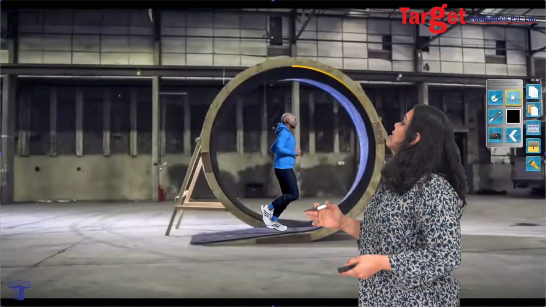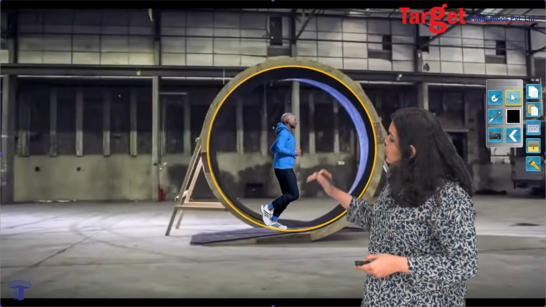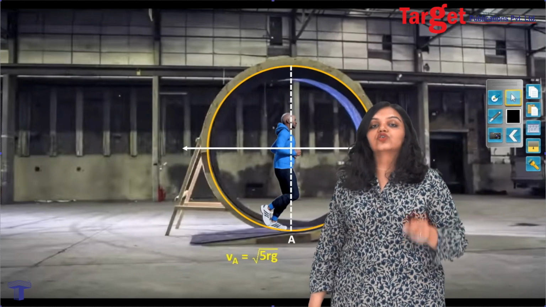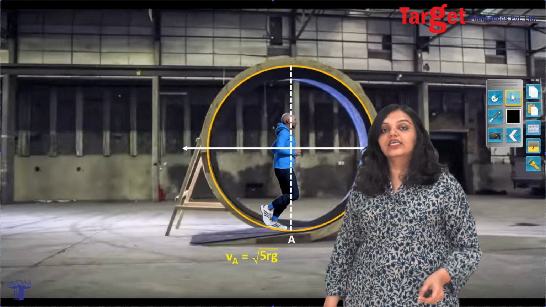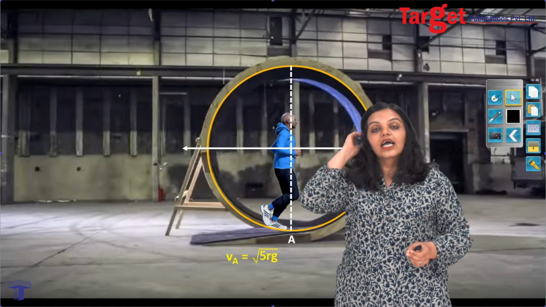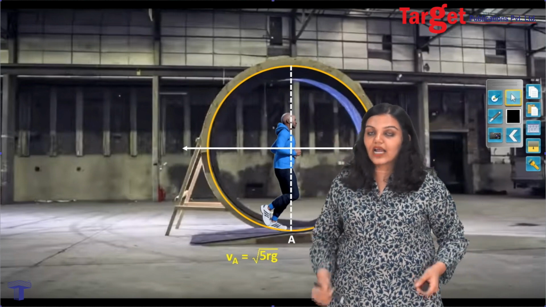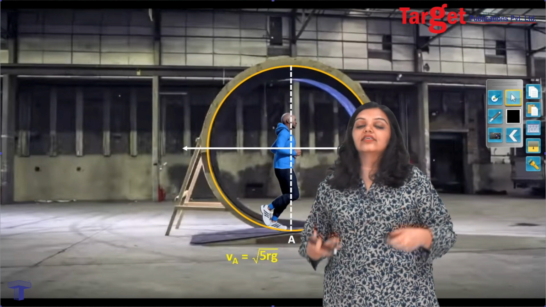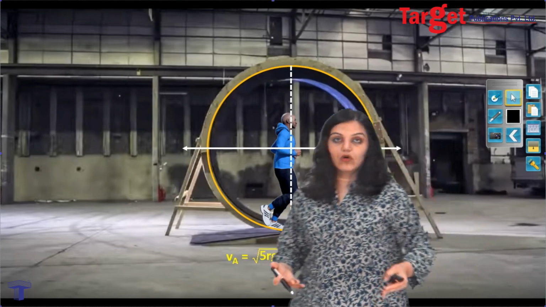So let's take a look at what should the object speed be at the lowest point. Now at this lowest point A, the speed of the object should be greater than root 5 r g, where r is the radius of the circle and g of course is acceleration due to gravity. And if the object has this lowest speed, then only it can perform vertical circular motion.